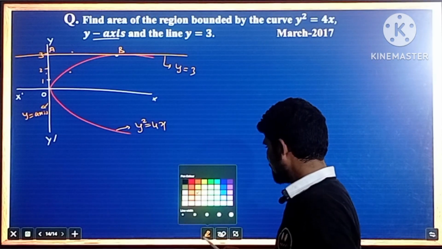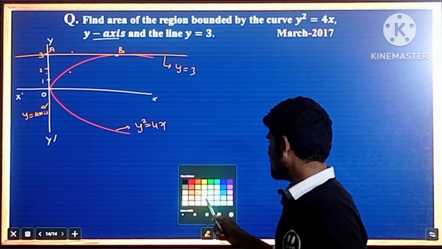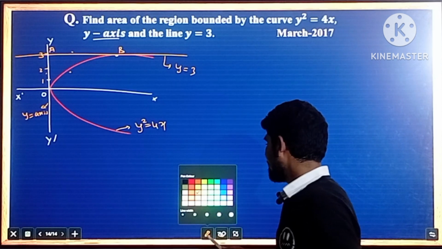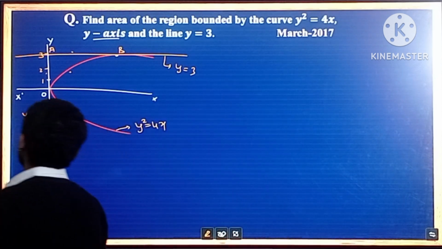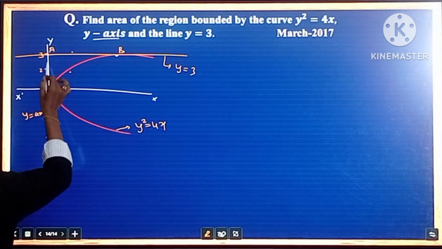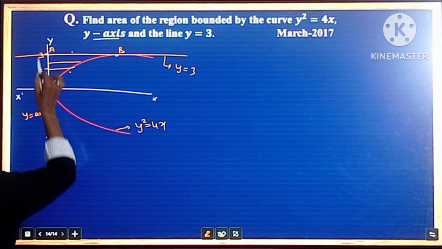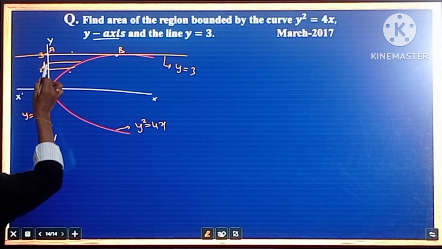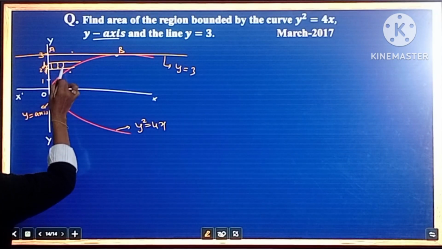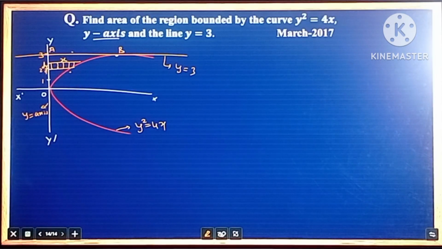OAB, we can take either a horizontal strip or a vertical strip. So here I can easily take a horizontal strip along the y axis whose width is dy and length is equal to x. I hope all of you understand it.